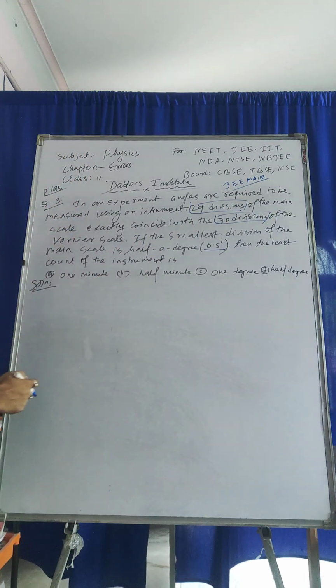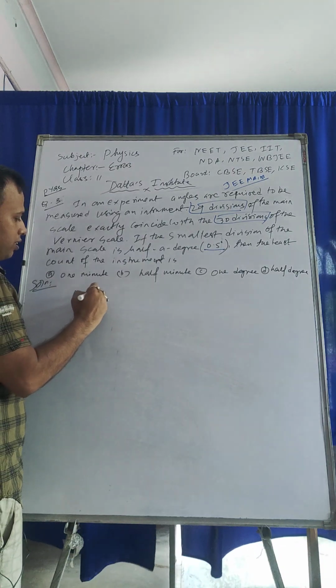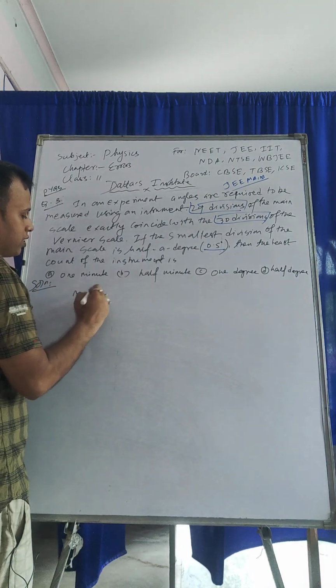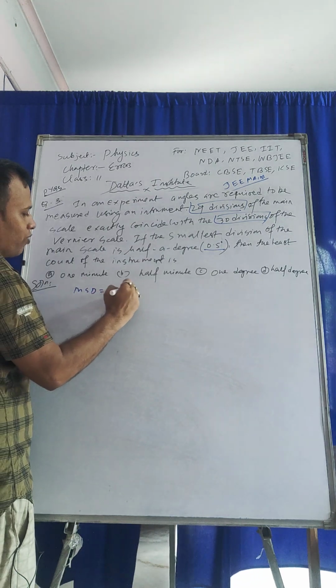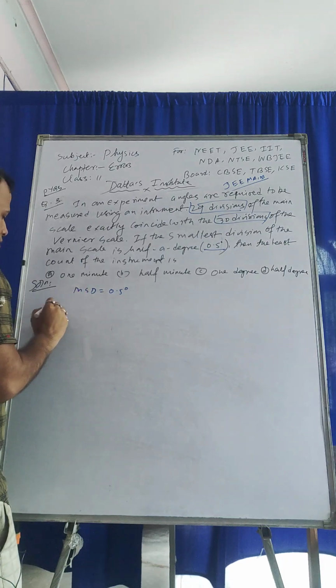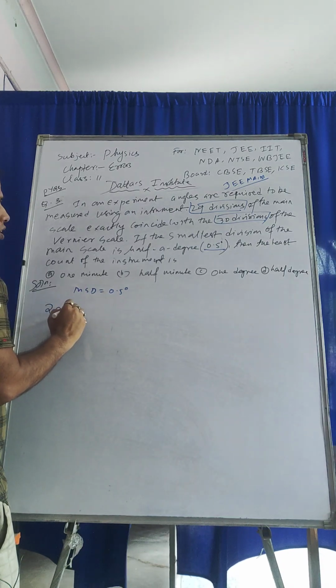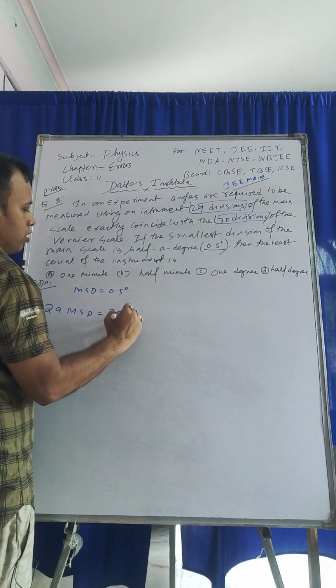So got my point? So let's try. What is given here? The main scale division, MSD, is equal to 0.5 degree. Another condition is given: 29 divisions of the main scale are equal to 30 divisions of the vernier scale.